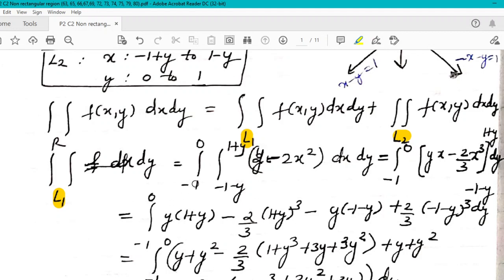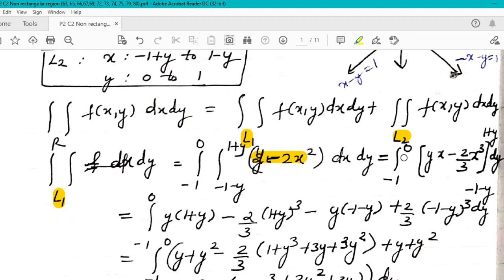We'll be putting in the limits. We know what f of xy is: the function y minus 2x square. The limit of x is from minus 1 minus y to 1 plus y. The limit of y is from minus 1 to 0. Now we'll be doing our ordinary double integration.